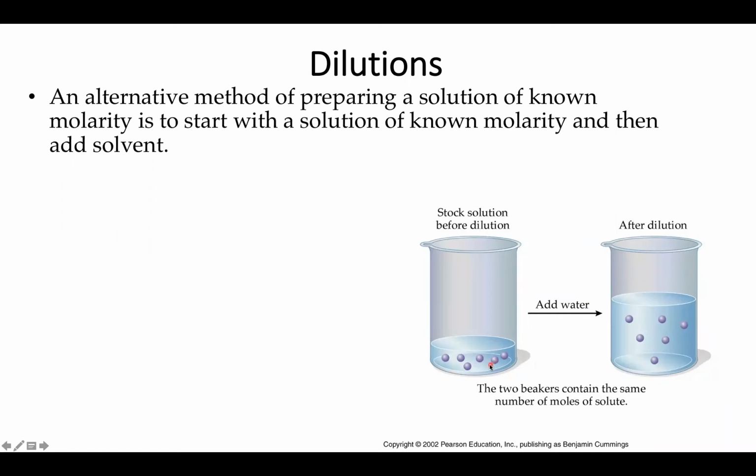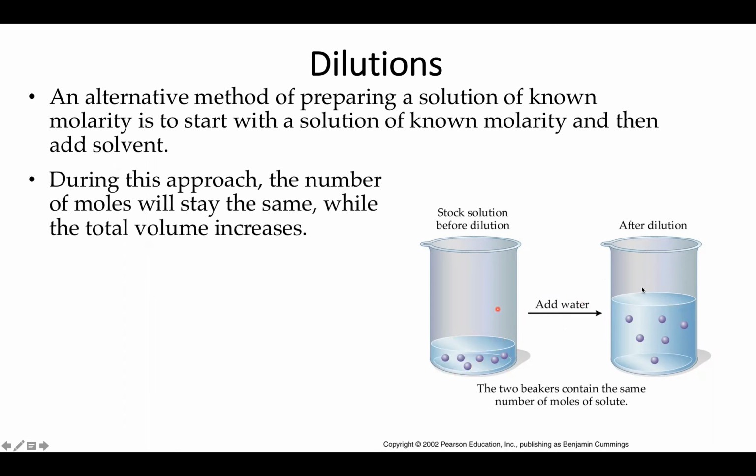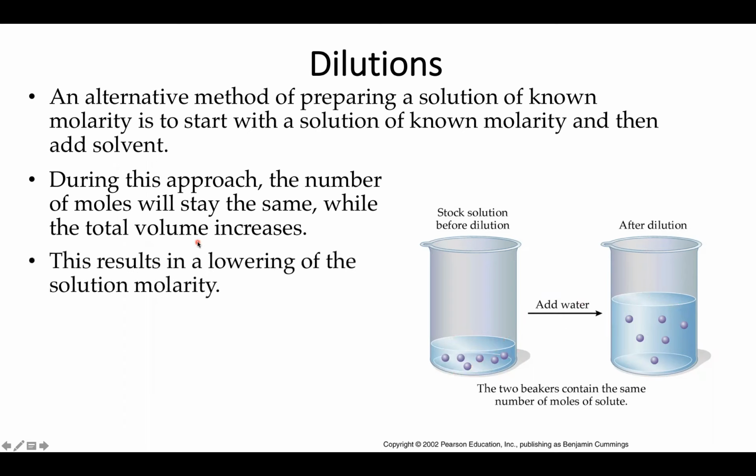So what I often do is I take a concentrate and I dilute it with whatever the solvent I'm using, usually water. And the key idea of this approach is that the moles of solute don't change when I add solvent. So moles in equals moles out. And since the moles are staying the same, the only thing that we're going to see changing is the volume. But since molarity is moles over volume, this does end up with a lower concentration or lower molarity.